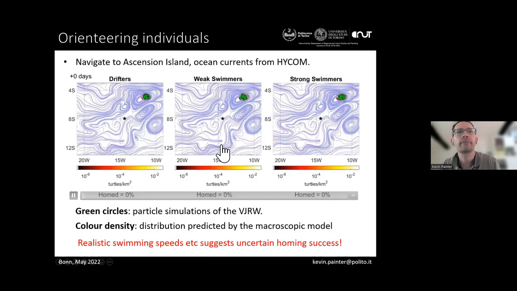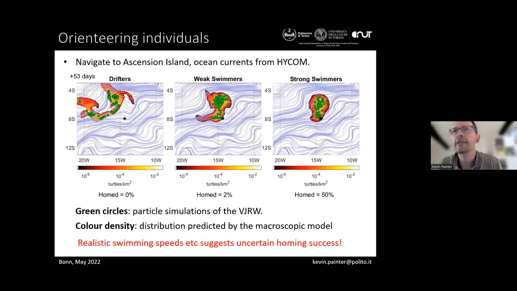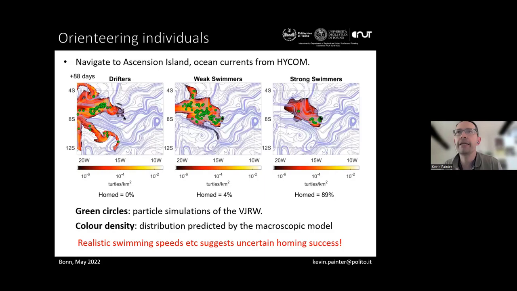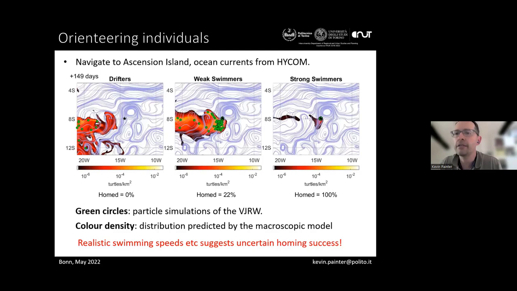Okay. So that allows you to recreate these sorts of things and see how successful the turtles are at getting back to the island. And actually, when we did this for realistic swimming speeds and turning rates, etc., for the turtles, based on the data that was obtained, we found that there was fairly uncertain homing success. The turtles were not brilliant at getting back to the island.